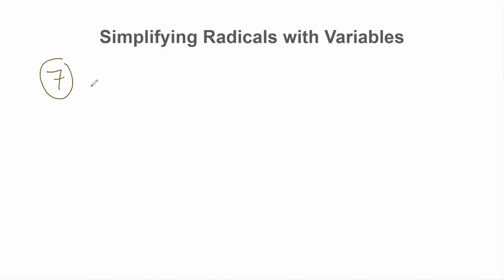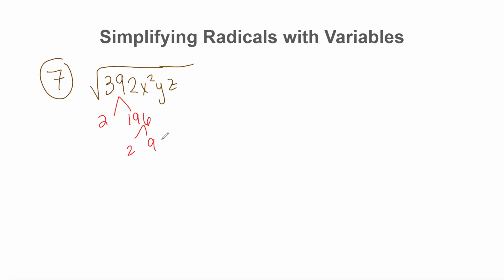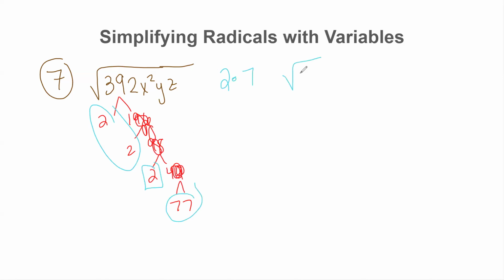7. Root 392 x squared yz. Okay, that's even. So cutting in half is 196. Cutting in half is 98. Cutting in half is 49. And then times tables 7, 7. Okay, only looking at the primes. Partners, partners. Lonely. So we're at a 14 on the outside, 2 on the inside.